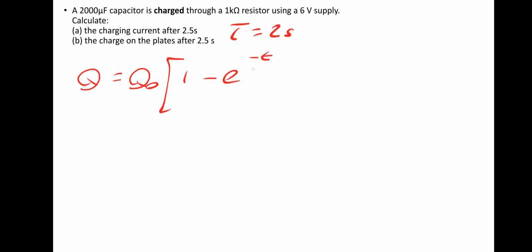Remembering that the time constant is 2 seconds. So the charge on the plate. Charge will satisfy this equation: charge is equal to the maximum charge, brackets, 1 minus e to the minus t over rc. You can bracket this one as well, and then close it off. So let's put some numbers in. Oh, we also need the maximum charge. Remember, charge is voltage times capacitance, sorry, C.